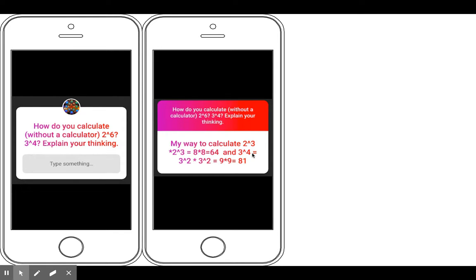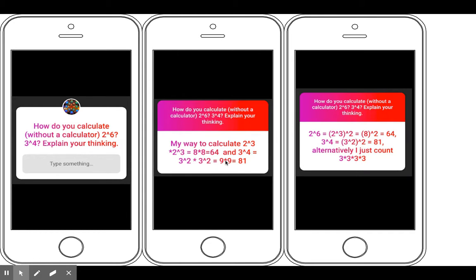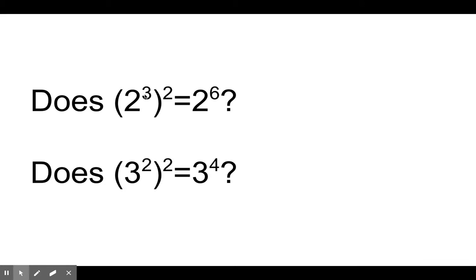Then they had 3 to the fourth, which would be equal to 3 squared times 3 squared. That was one of the answers that we checked off. We'd also checked off knowing that that's 9 times 9, or 81. But then I saw this answer, and I was kind of curious how this person went about answering the question. And so I thought, does 2 to the third squared equal 2 to the 6? And likewise, does 3 squared squared equal 3 to the fourth?